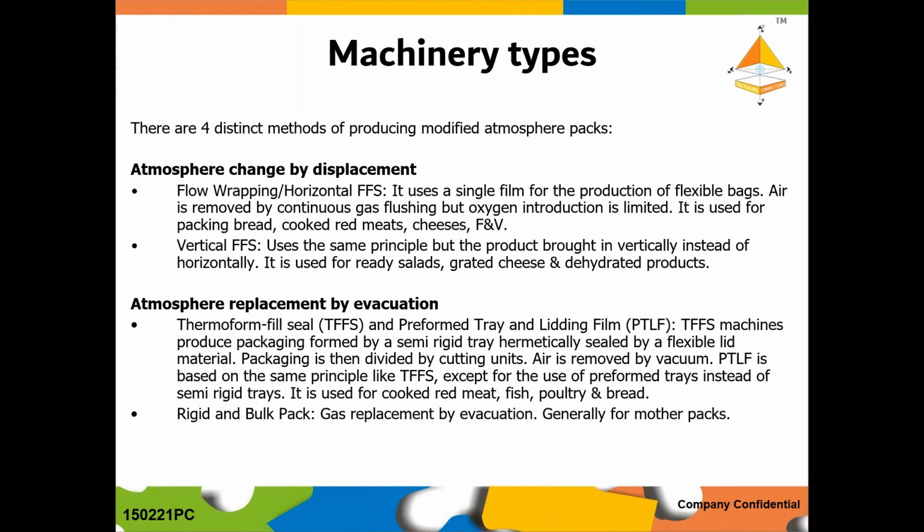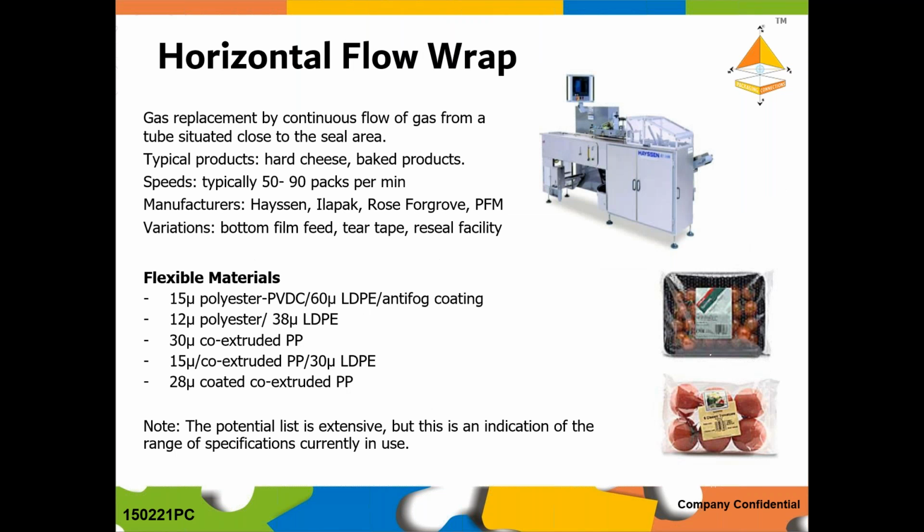So the machine types are like changing the atmosphere by displacement, like putting the nitrogen and taking the oxygen out, evacuation, creating a vacuum, gas replacement, the flow wrap machine. It could be different kinds of packaging material. It could be coex film, laminate, polyester with PVDC, anti-fog coatings, coated co-extruded polypropylene, etc. There are so many.